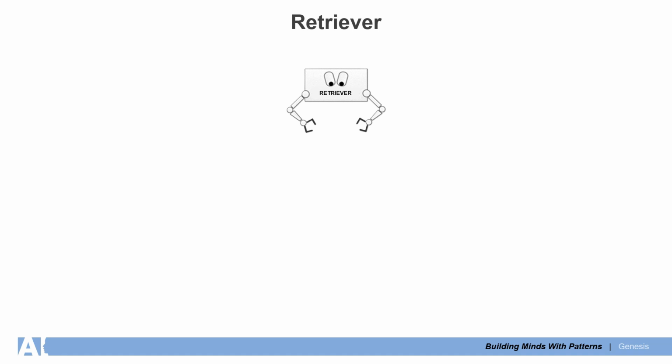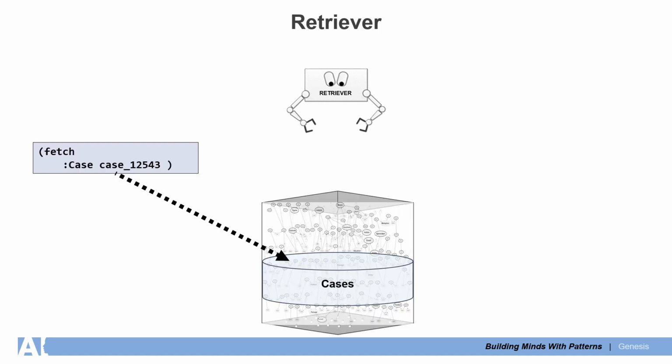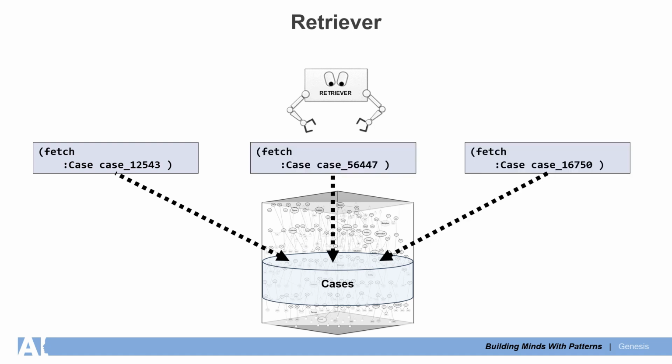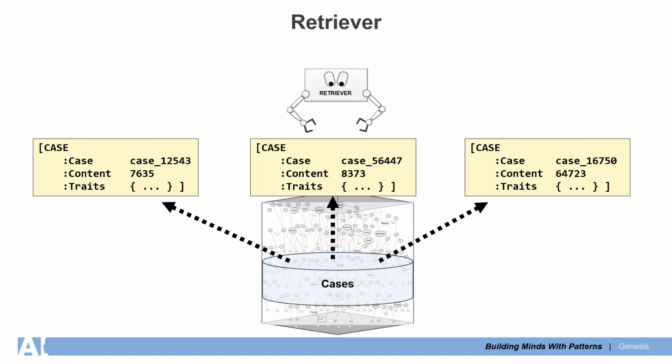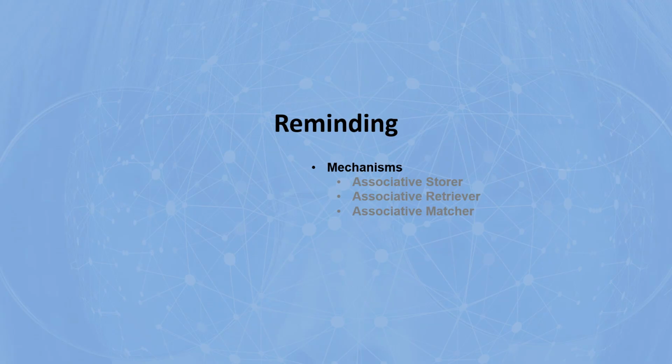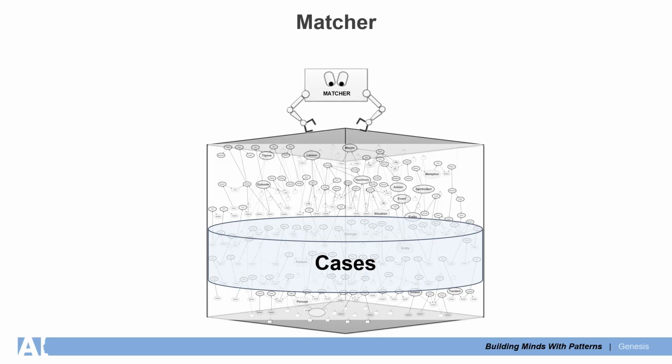The retriever fetches cases from associative memory. Given a case identifier in each fetch request, the retriever retrieves the specified cases. The matcher finds cases similar to a list of traits.